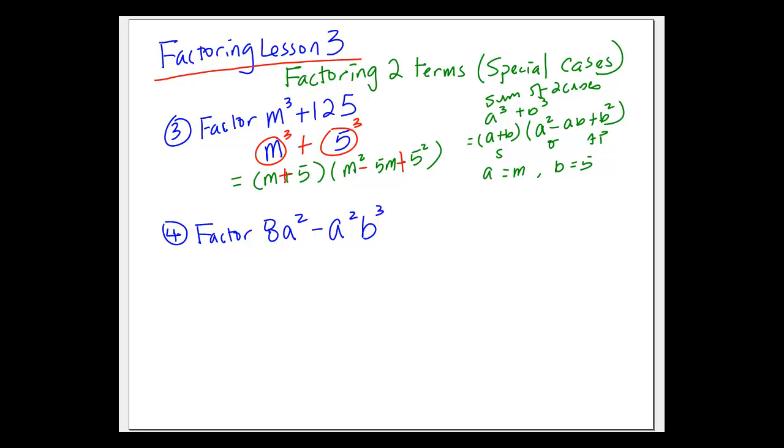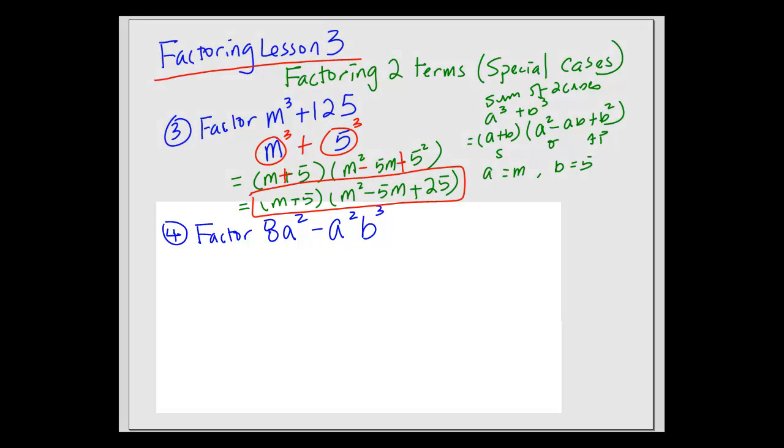And don't forget, here we are not done because we have a 5 squared here, so we need to multiply that out. So the final answer will be m plus 5 times m squared minus 5m plus 5 squared is 25. So that would be the answer for number 3. That is an example of sum of 2 cubes. And when we're ready, we are going to number 4.